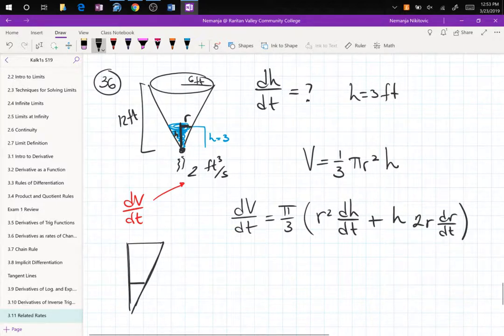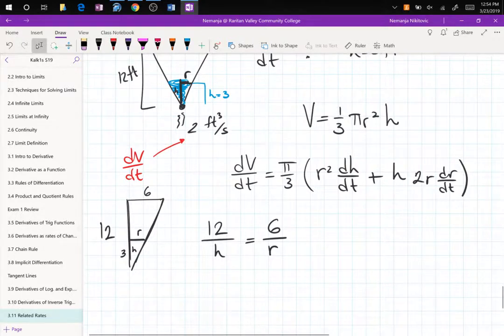In this case, it looks like this. So this is my small height 3, and this is my big height 12, and this is the big 6, and this is the small r. So we can calculate a value for r, but before I do that, I need to write a proportion and take derivatives to connect dH dt and dr dt. So what big height is to small height, that's the big radius to the small radius.